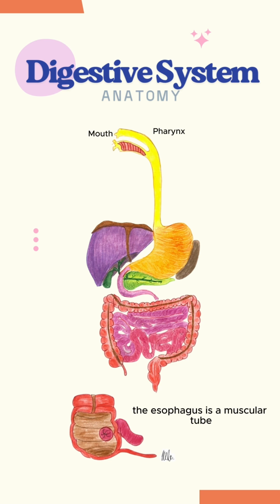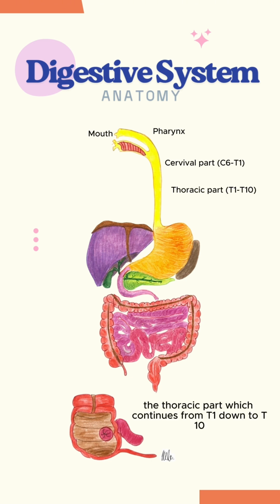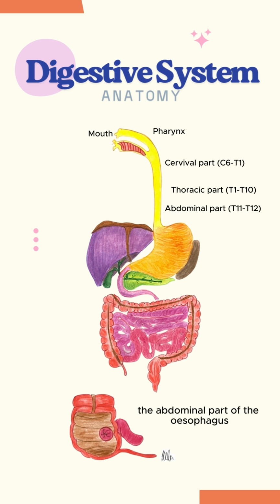The esophagus is a muscular tube that connects the pharynx to the stomach, and it can be divided into three distinct parts based on its anatomical course. The cervical part begins at the level of the C6 vertebra, just below the cricoid cartilage, and extends down to the level of T1. The thoracic part continues from T1 down to T10. The abdominal part of the esophagus extends from T11 to T12.